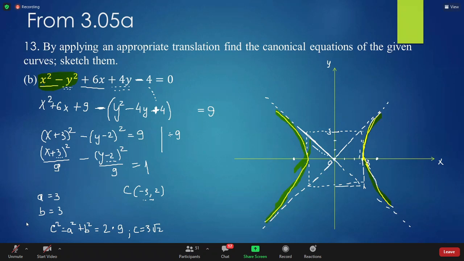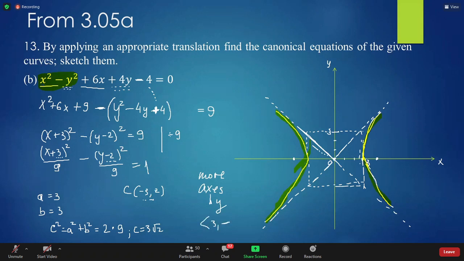So instead of moving the hyperbola by the vector -3, 2, as indicated by the new center, I will move the coordinates in the opposite direction. So move the system or coordinate axis, let's write: move axis by the opposite vector, 3, -2.